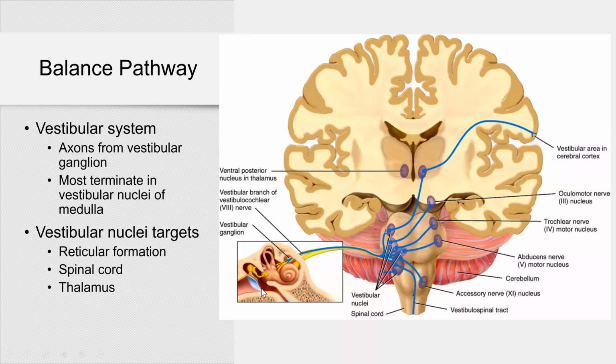Now, the balance pathway. Here's again our inner ear. That's the cochlea that is involved in hearing, but now we're looking at the vestibule and semicircular canals. Now we have our hair cells over there. When hair cells are activated, they activate a nerve, and this is the vestibular branch of the vestibulocochlear nerve. So here's the branch, and then they become one structure, and we move to the brain.